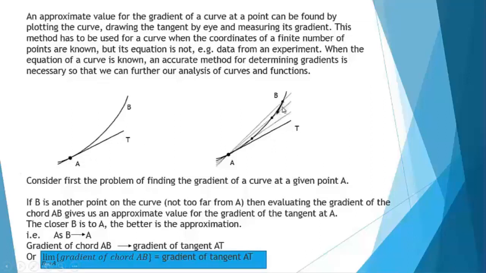As B moves along the curve towards A, we get a better approximation. And once it reaches A, we can say the gradient of chord AB tends to the gradient of tangent AT. Or, in the limit as B tends to A, the gradient of chord AB equals the gradient of tangent AT. Like we discussed before, when B tends to A, the gradient of the chord AB becomes the gradient of tangent AT.